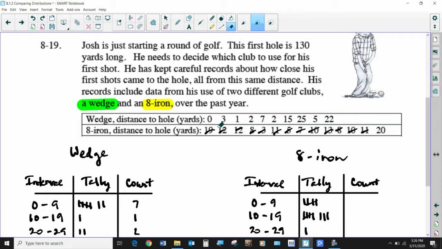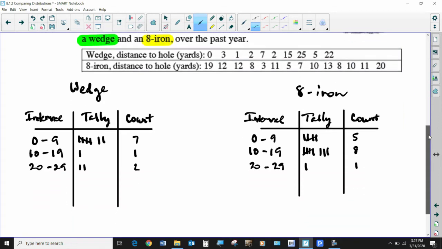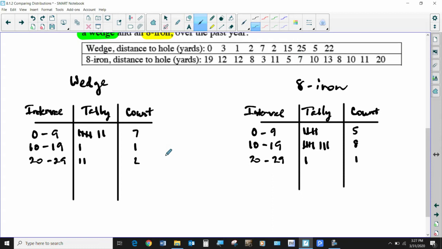So I think it's always a good idea whenever you're working with data to make sure you've got every number represented. I should have 10 of them here. 1, 2, 3, 4, 5, 6, 7, 8, 9, 10. And here, what do I have? 5, 8, and 1. Looks like I've got a total of 14 there. 1, 2, 3, 4, 5, 6, 7, 8, 9, 10, 11, 12, 13, 14. All right, so if I were to just look at these intervals, what am I noticing here?